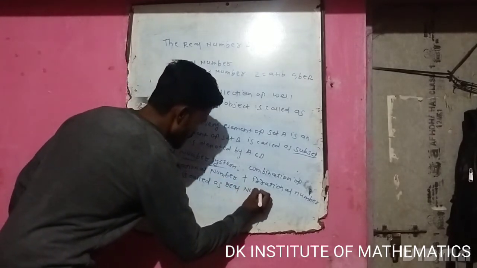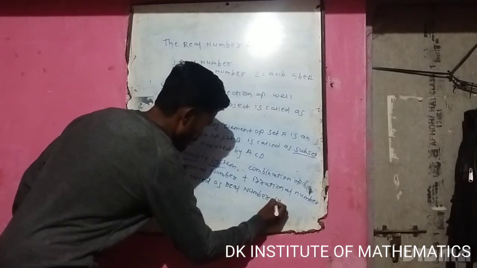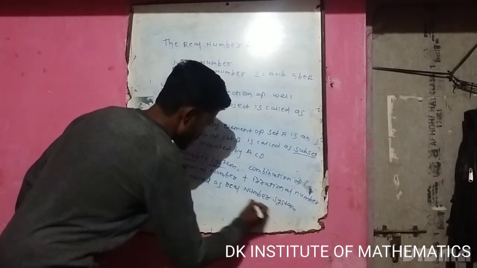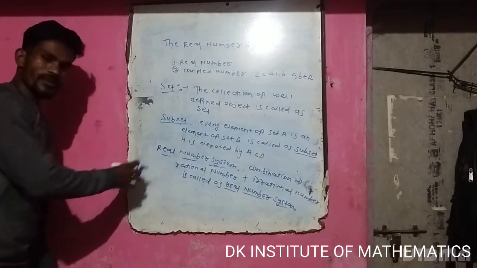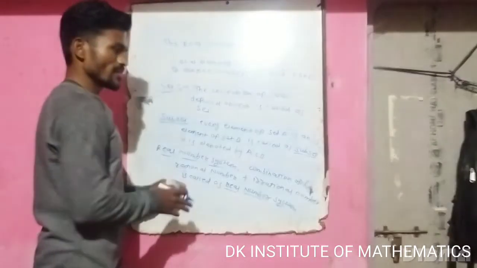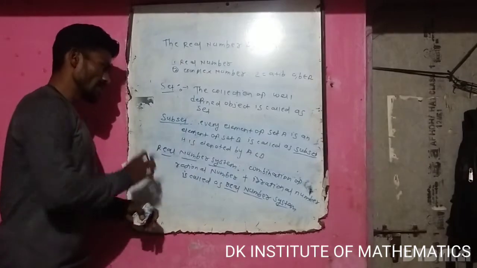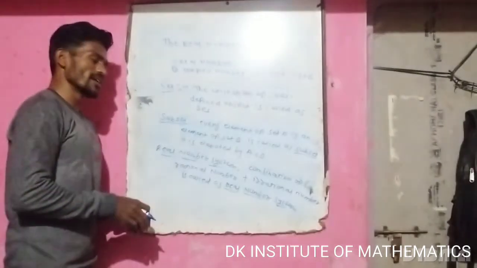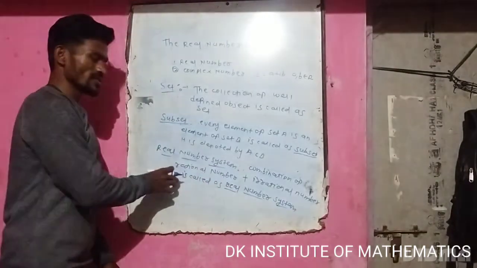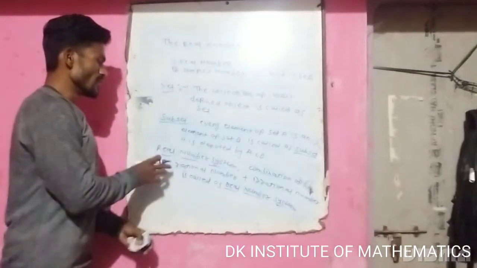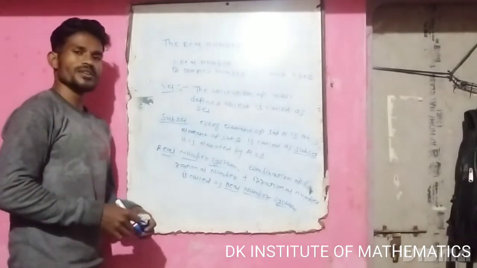The real number system. So we define the real number system: the combination of rational numbers and irrational numbers present together is called the real number system.